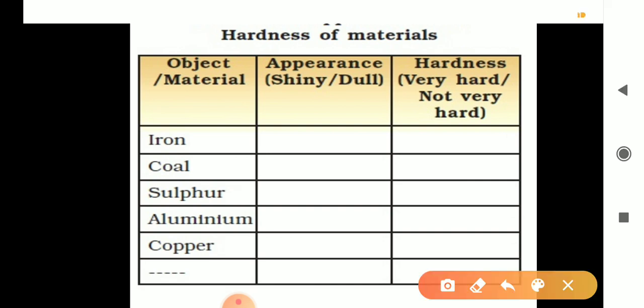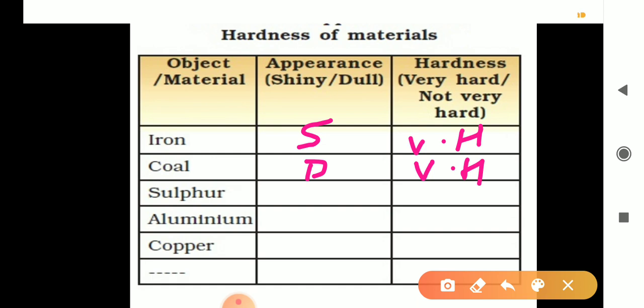The first is iron. What about the iron? The appearance is shiny or dull? It is shiny. Iron is shiny. Now, hardness. It is very hard. The next is coal. What about the coal? Is it shiny? No, it is dull in color. And is it hard or very hard? Obviously, it is also hard. It is very hard.